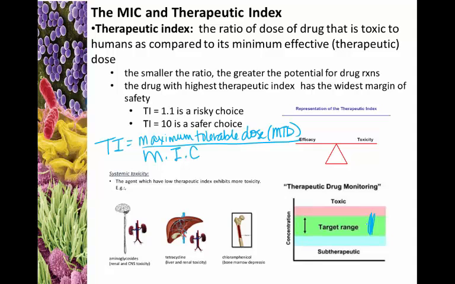Drugs that have a therapeutic index with a very small number are a riskier choice. You've got to be extremely accurate when calculating dosages here, because it's very difficult to get below the toxic number but above the minimum inhibitory concentration, what's considered the subtherapeutic number. In other words, the dose that will not work. So accuracy is going to be very key here. That's one of those reasons why they harp on you during med calc.